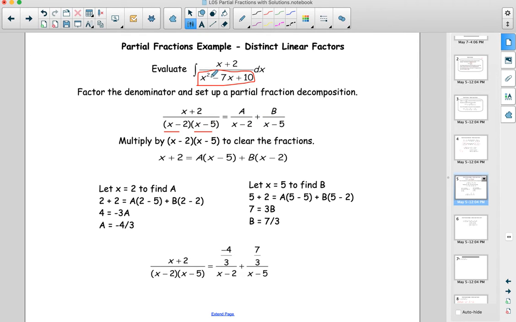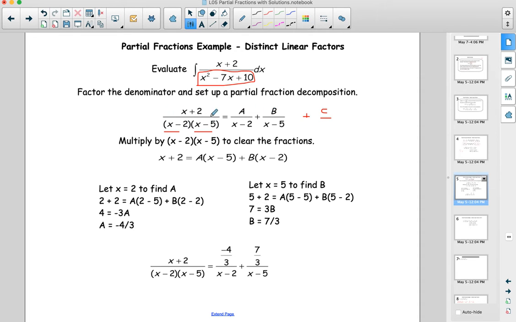If this was a cubic and there were 3 factors, then we'd have to add another plus c over the next factor, whatever that might happen to be. This one's just a quadratic, so we only need two simpler rational functions here. So now what I'm going to do is really cross multiply by x minus 2 times x minus 5, if you like.